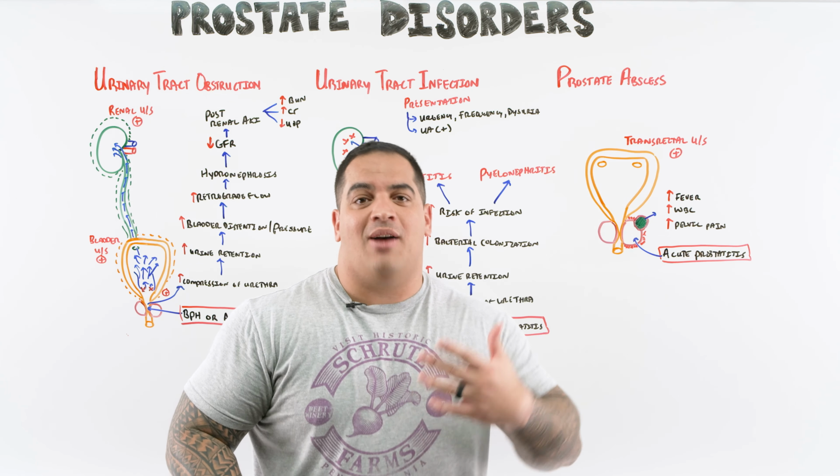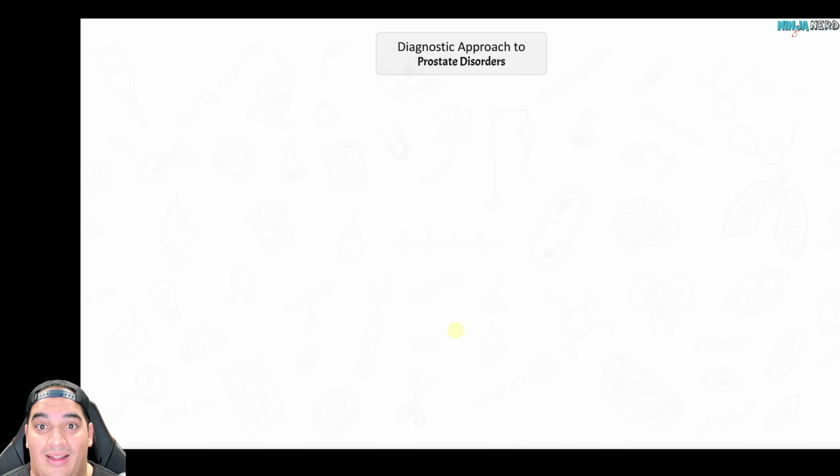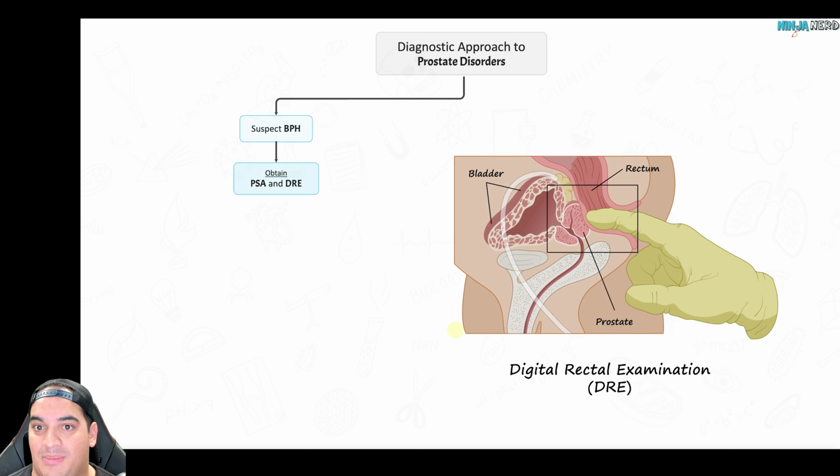Now that we've done that, let's move into the diagnostic approach. How do we diagnose all these prostate disorders? Well, BPH, we'll start with this one first. In patients who you suspect have BPH, they'll present with the classic symptoms that we talked about, the storage LUTS and the voiding LUTS. Storage LUTS is the urgency, frequency, nocturia. Voiding LUTS is the hesitancy, weak stream, and maybe dribbling and straining during urination.